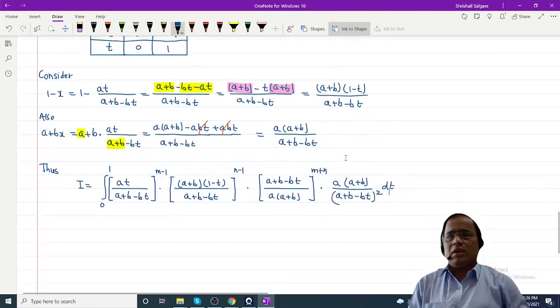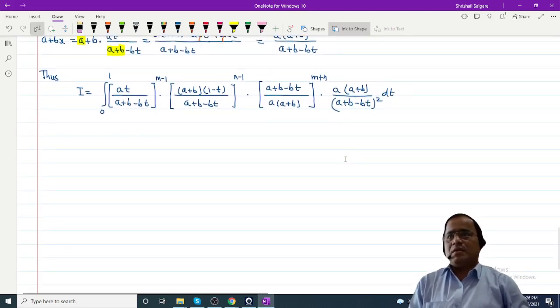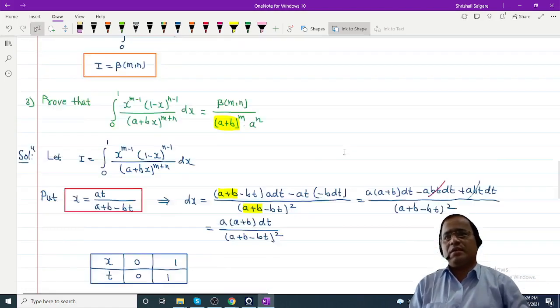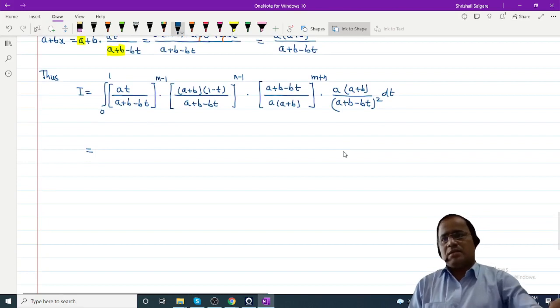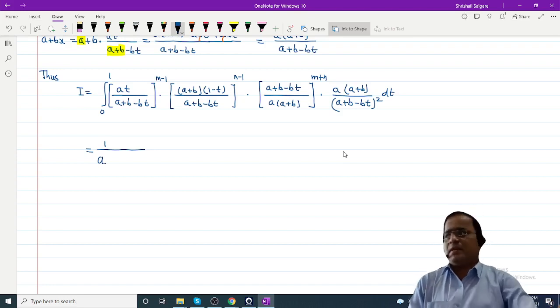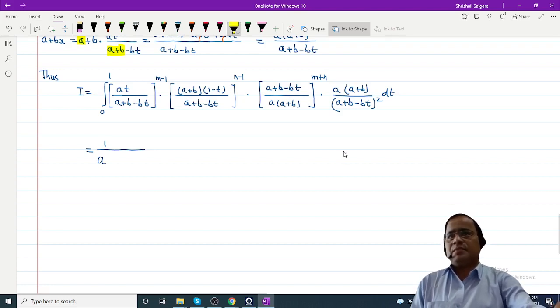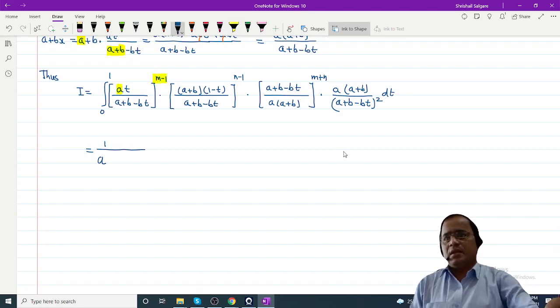Now I will scroll up. From this, what is the required answer? A and a plus b are both in the denominator. Suppose first, a to the power, what is the power? a raised to m minus 1.